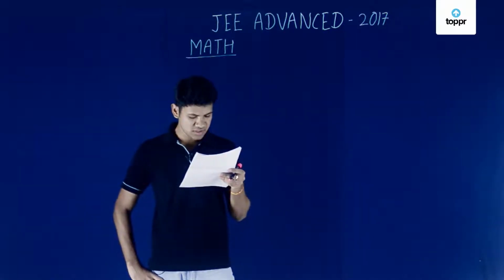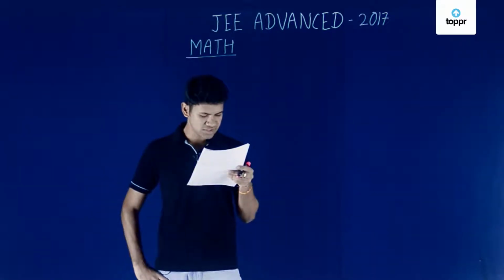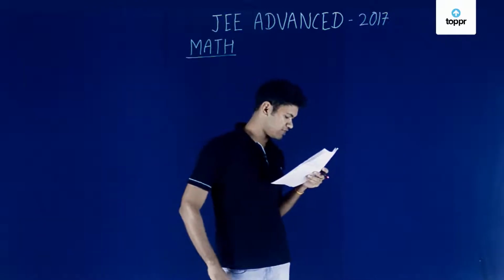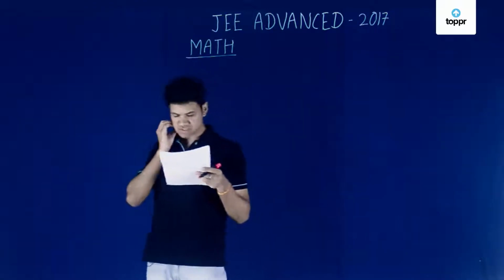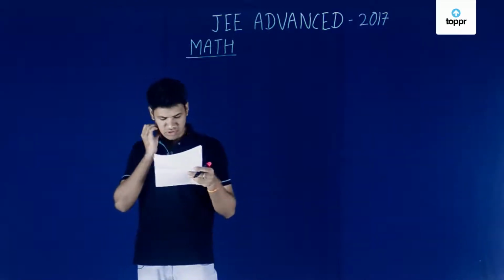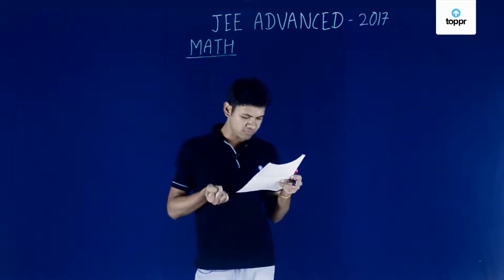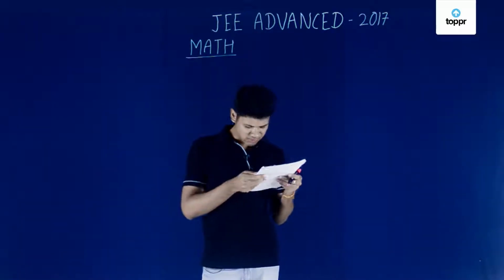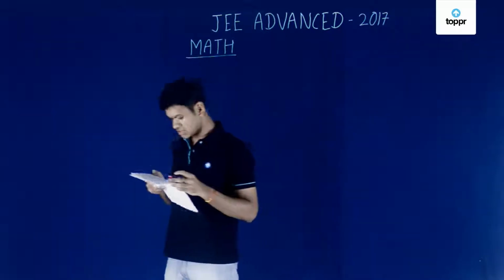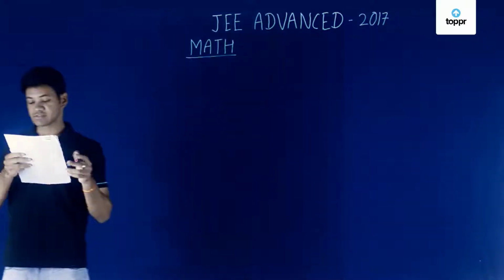And column 3 has information about the increasing and decreasing nature of f of x and f dash x. So basically this is a question in which there are 3 columns and there are four points in each column, and we have to find the correct combination. So let us just write down what is given in this question.